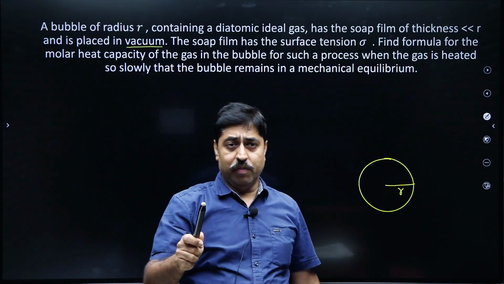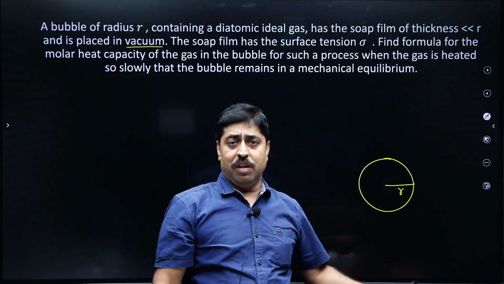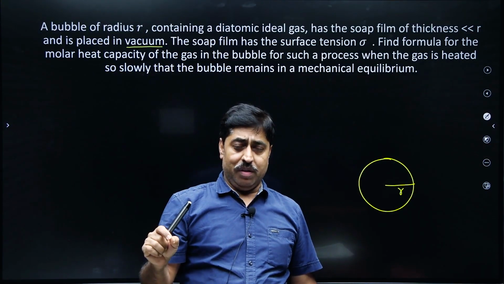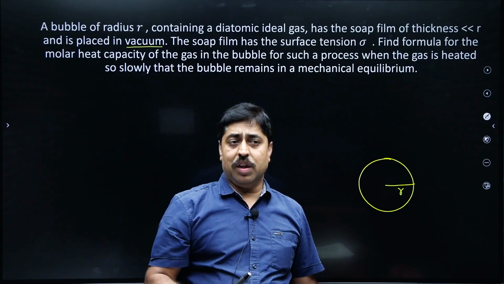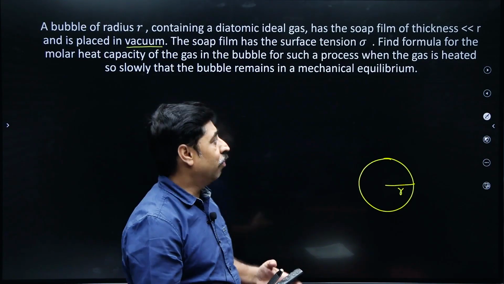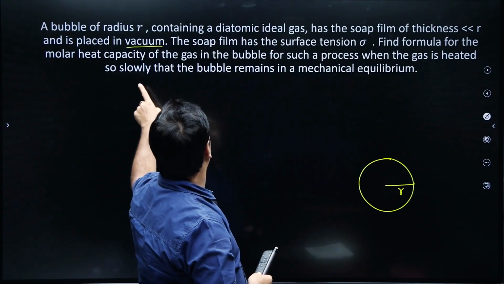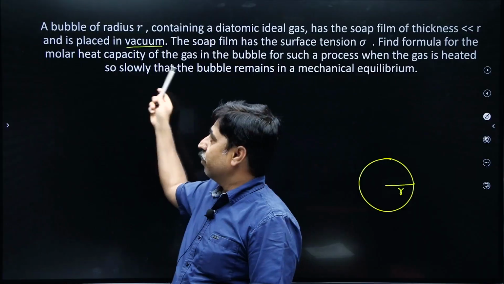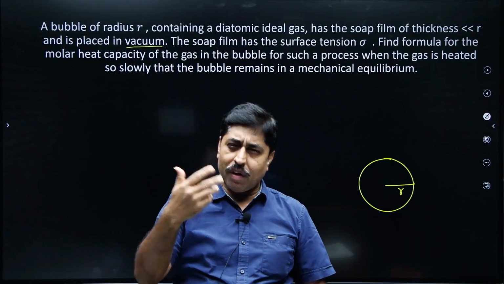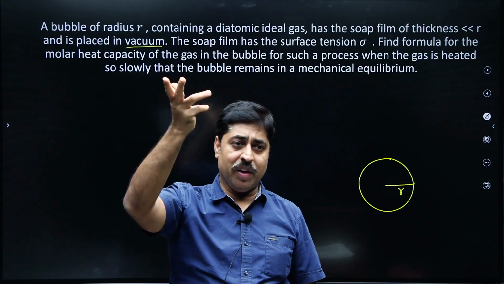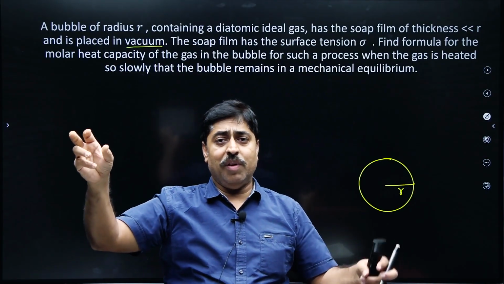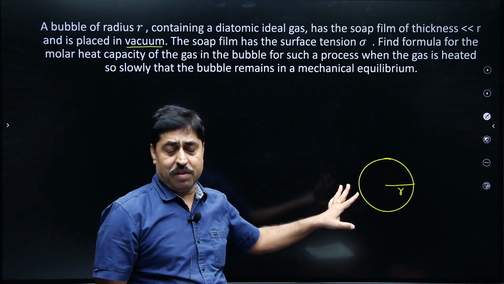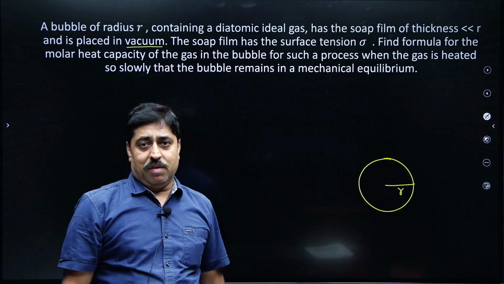The bubble is in vacuum, there is an ideal diatomic gas inside it, it is being heated slowly and the bubble is in mechanical equilibrium always. What will be the molar specific heat capacity? Actually, it should be specific heat capacity, please. Molar heat capacity is molar specific heat capacity only. Molar heat capacity means heat capacity for 1 mole, isn't it? So, okay, molar heat capacity of the gas for such a process.